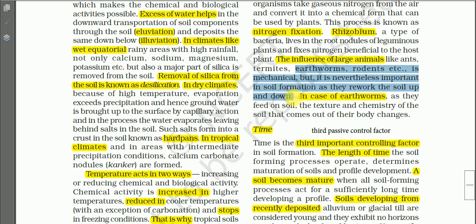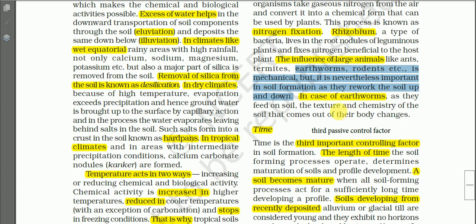And the influence of large animals like ants, termites, earthworms and rodents is mechanical, but very important, because these organisms, earthworms, termites, rodents and other burrowing animals, will turn the soil up and down. They will mix the soil, and in this way it will enrich the soil.